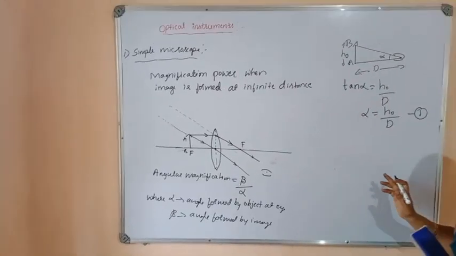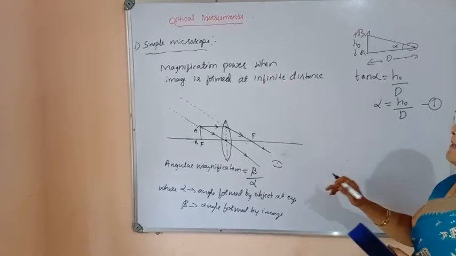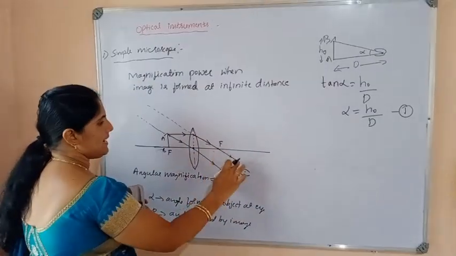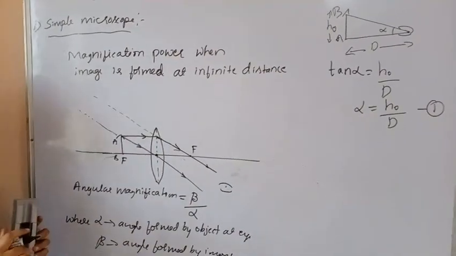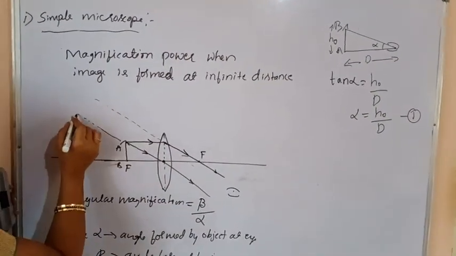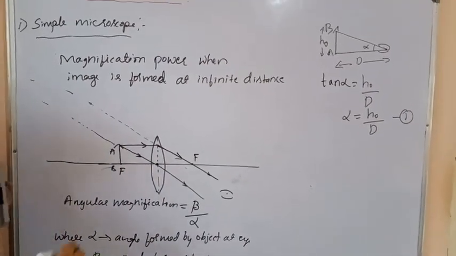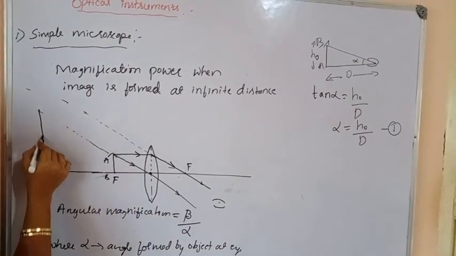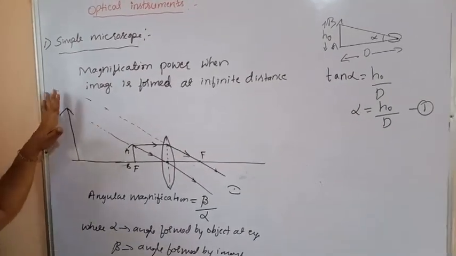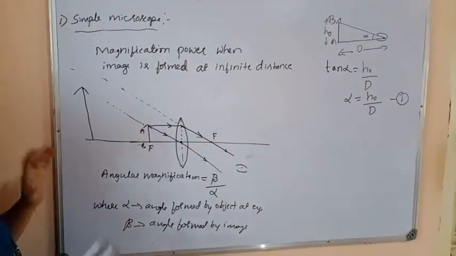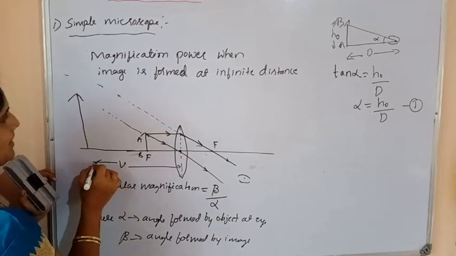Now we consider the second case, that is the angle subtended by the image at the eye, that is beta. Here the parallel rays cannot meet at a finite distance. Suppose I consider these parallel rays meeting at some finite distance and forming an image of this object at a certain height like this. Actually, the image is not formed at this distance, but for derivation purpose I will show. The image is formed at infinite distance. So this is the image distance.